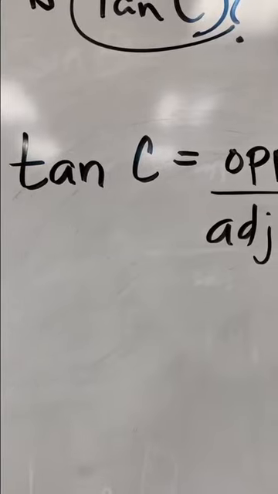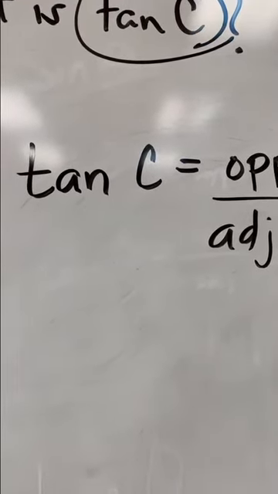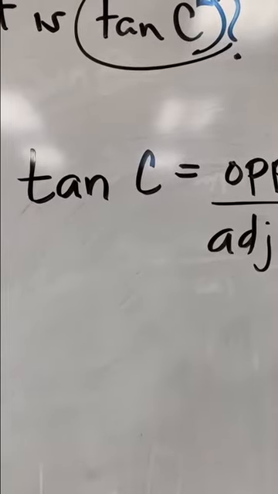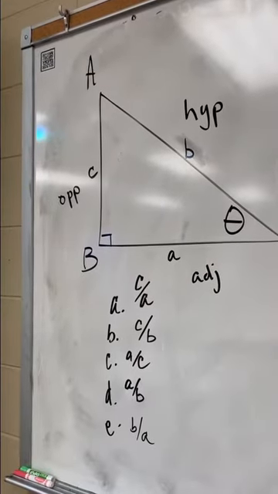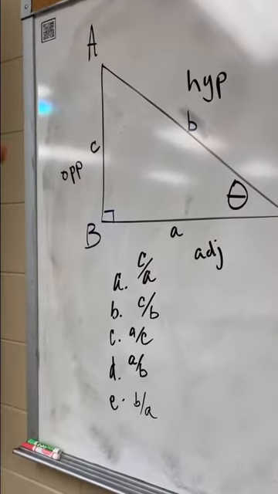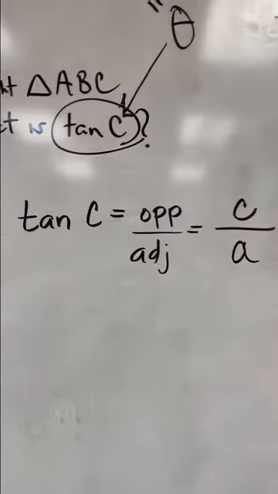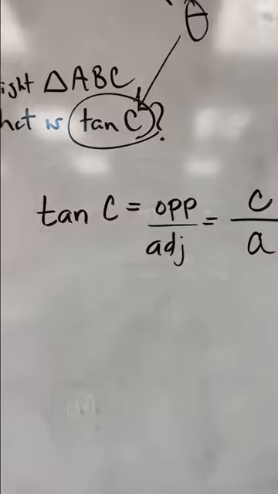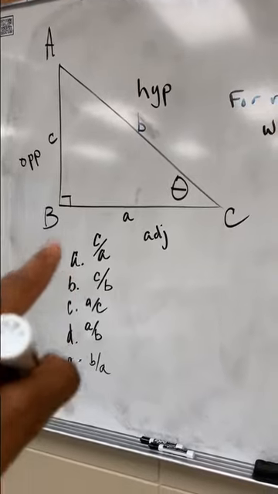Remember, it's your responsibility to know your rules. So the tangent of a function, tangent C, is opposite over adjacent. That gives me C over A, because by the labels, opposite is C, adjacent is A. So I have to do C over A. That's pretty much the end of this problem. Literally, all you have to do is know the rule and know your labels, and you can pick the correct answer. That happens to be A.